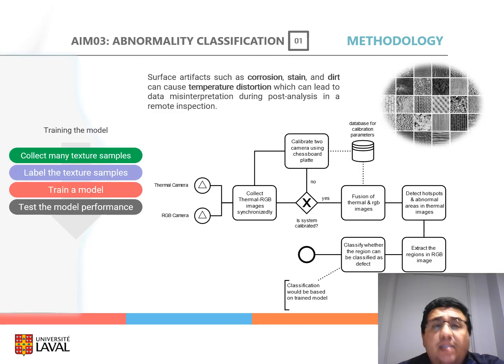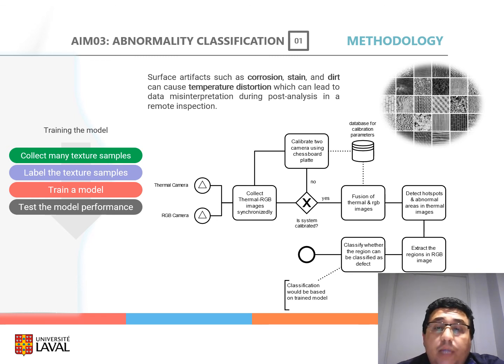Another aim of this study is abnormality classification. Surface artifacts like corrosion, stain, and dirt can cause temperature distortion, which can lead to data misinterpretation during post-analysis in a remote inspection. So how do we want to do that?